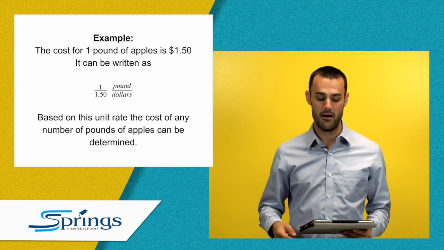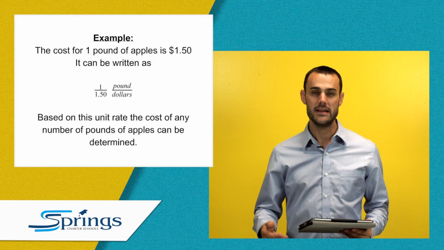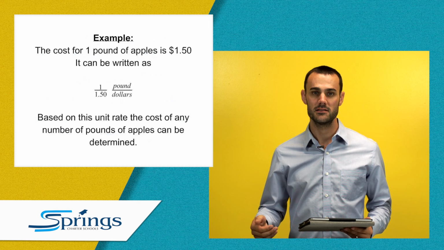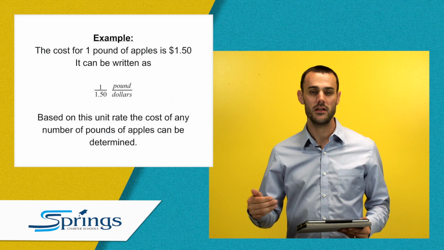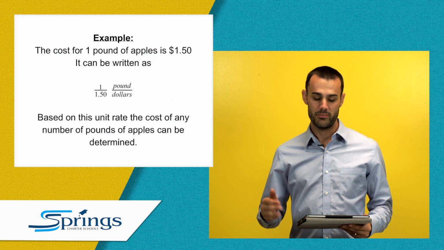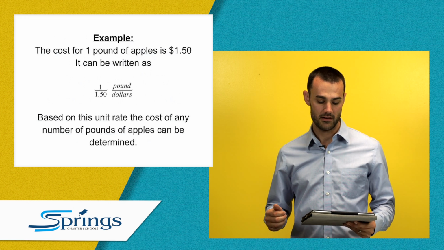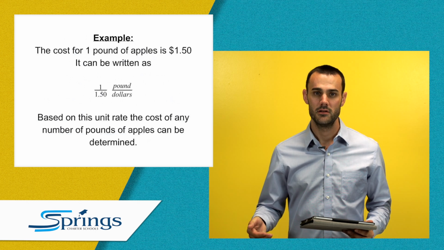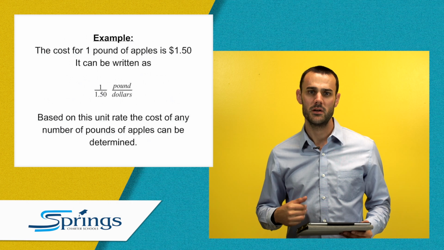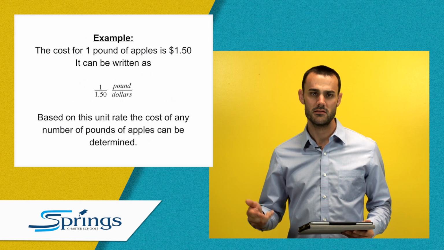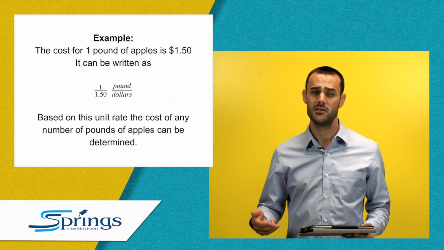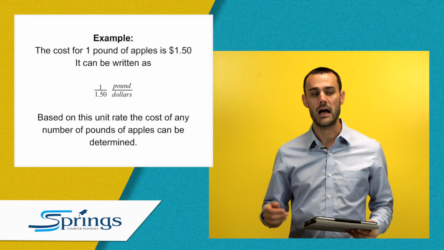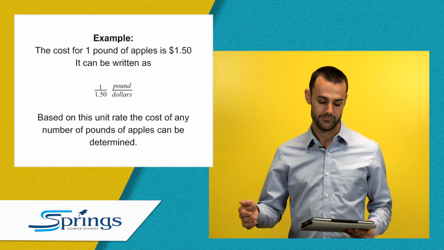The cost of 1 pound of apples is $1.50, and it can be written like this: 1 over $1.50. On the top we have the 1 pound, and underneath we have the dollar amount. So based on this unit rate, the cost of any number of pounds of apples can be determined. If we bought 2 pounds of apples, the 1 is multiplied by 2, so I get 2 for the 2 pounds, and $1.50 multiplied by 2 gives me $3. So if we insert the number of pounds we want to purchase, we can always figure out how much the apples will cost in the end.